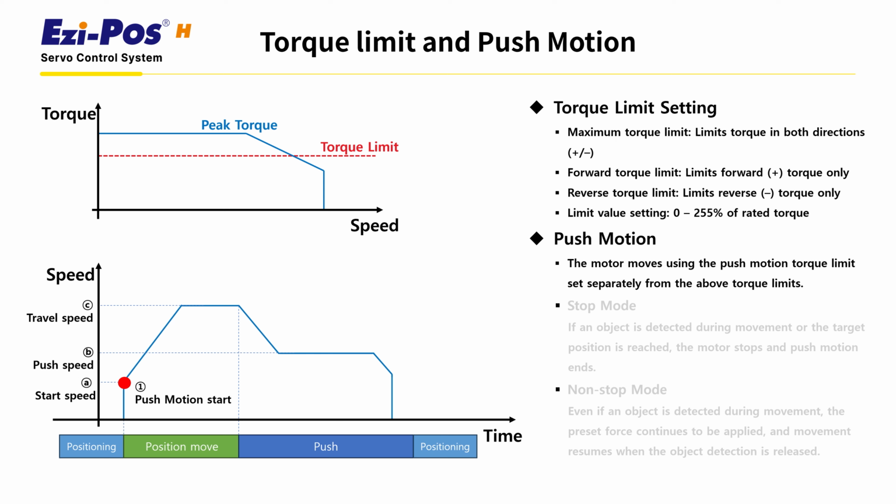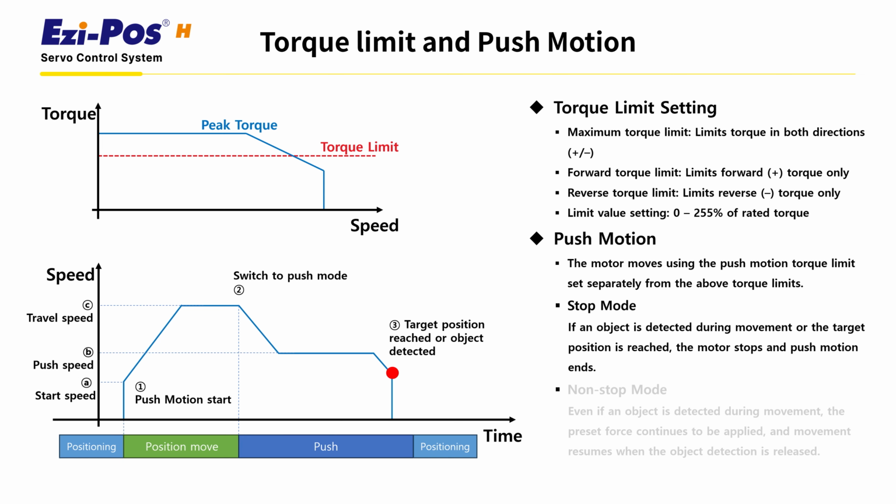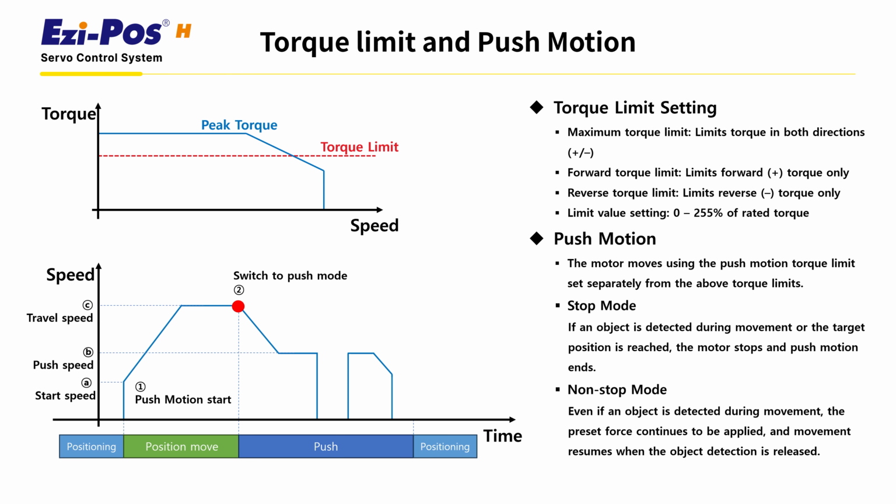In addition to standard torque limits, push motion has its own torque threshold. When motor torque reaches this threshold during movement, push motion begins, and the motor continues moving toward the target position at a set speed. In stop mode, if an object is detected or the target position is reached, the motor stops and push motion ends. In non-stop mode, if an object is detected, the motor stops at that position and resumes movement when the object is removed. Even after reaching the target position, the operation continues until an explicit stop command is given.